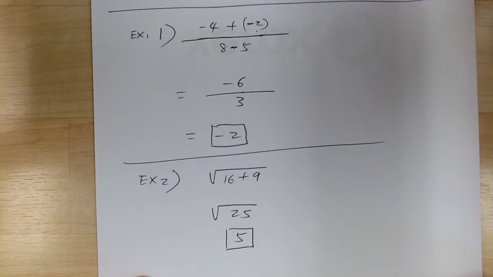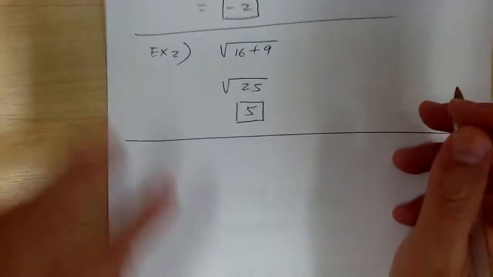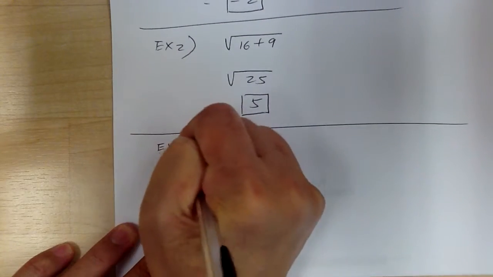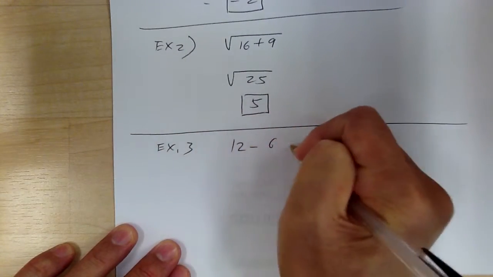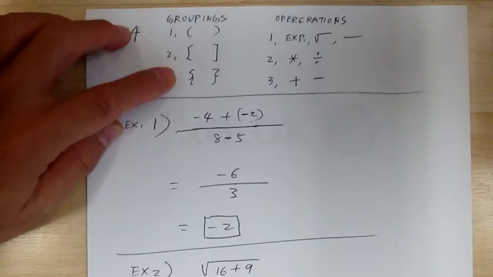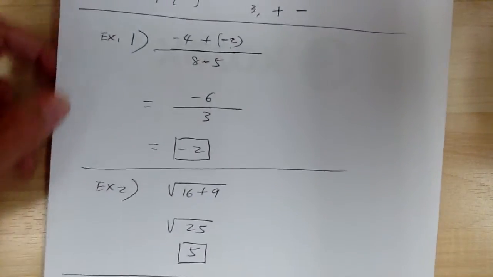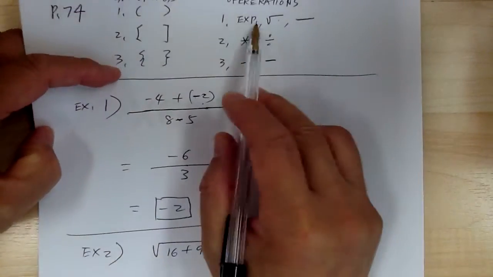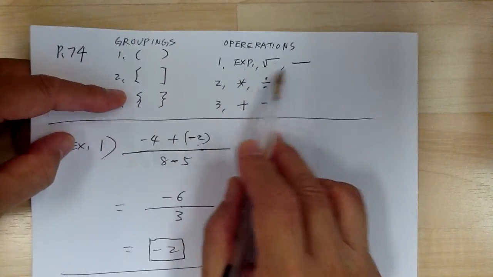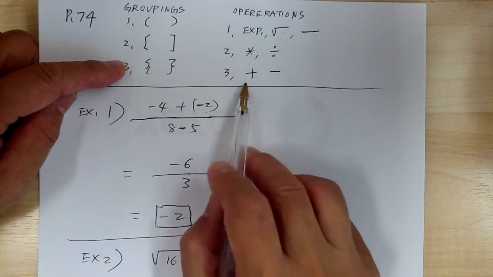Okay, let's go to example 3. You have 12 minus 6 minus 2. So first you check, is there parentheses? No. Is there bracket? No. Braces? No. So you're done with grouping. So there's no group. So now you do the order of operation. Exponent, square root, fraction? No. Multiplication, division? No. Addition, subtraction?